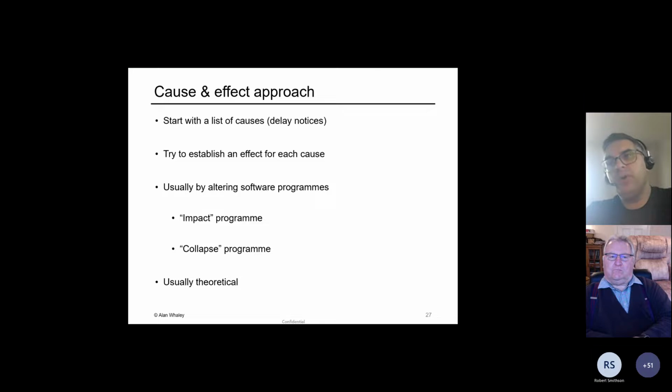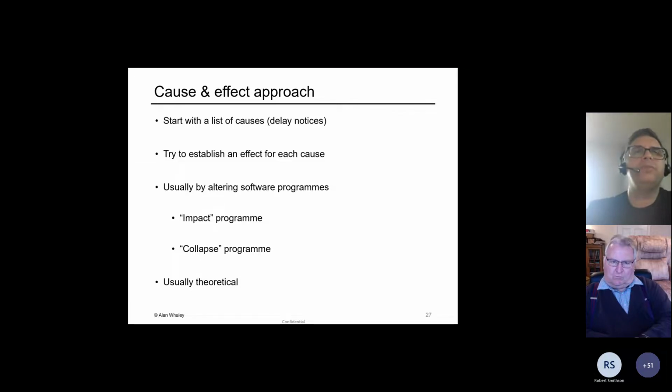But we can do that by modeling. We can assume that all of the other work went to plan apart from this one event, and then we impact that onto the program, or indeed we might collapse the program. The problem is that's usually quite theoretical, because you're not actually considering all of the events that happened on the project together at the same time. You're only considering the one.